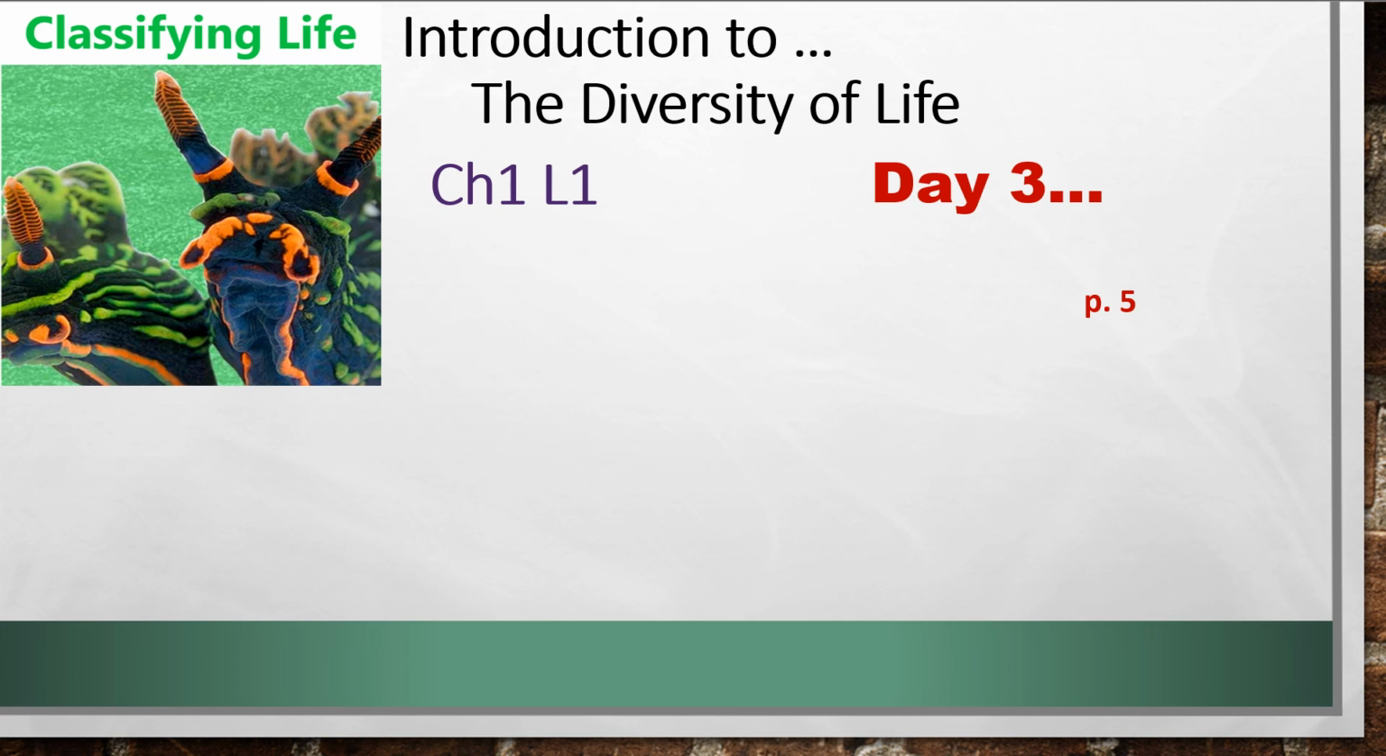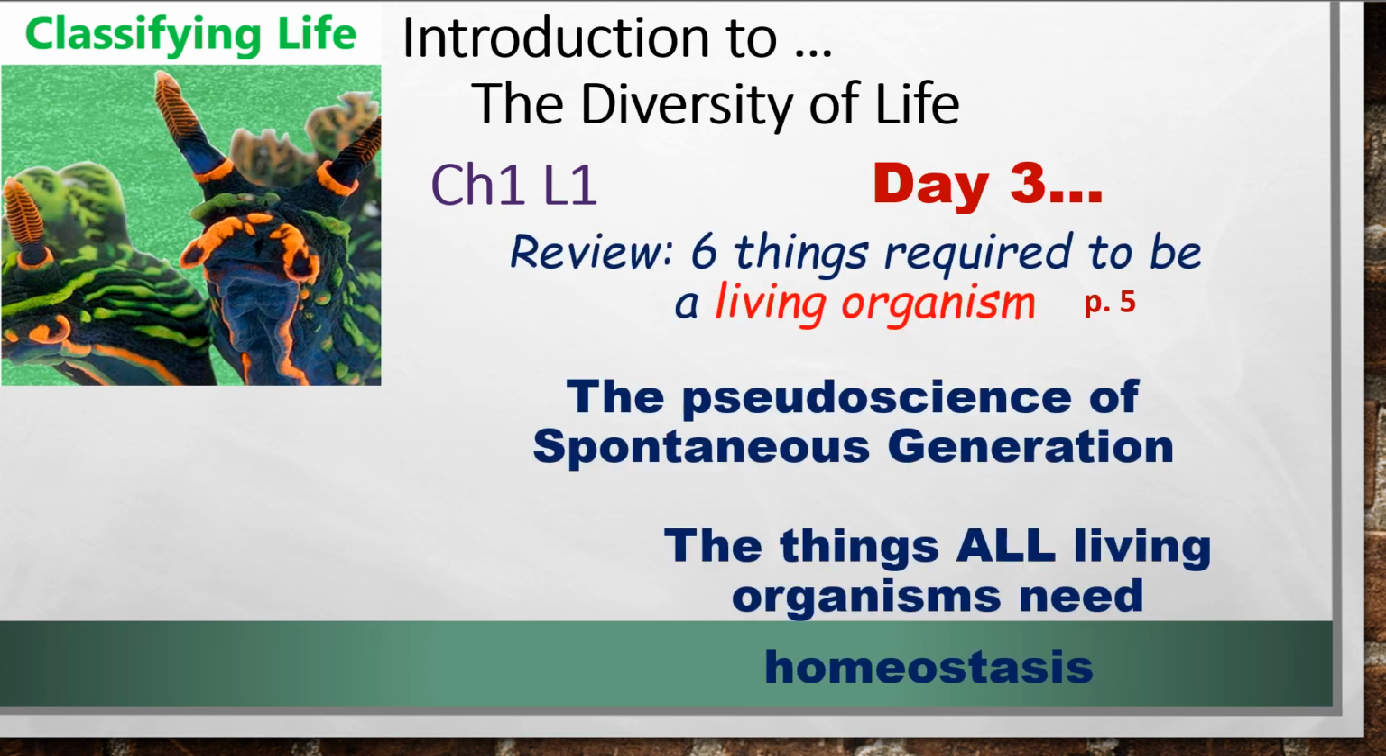So our third day of notes for our chapter 1, lesson 1, on understanding the diversity of living things. We're going to continue, picking up with the pseudoscience of spontaneous generation where we left off in class, and then look at all the things that living things must have in common, introduce you to some extra vocabulary words that you need to know, and then we will finish up with reviewing homeostasis.